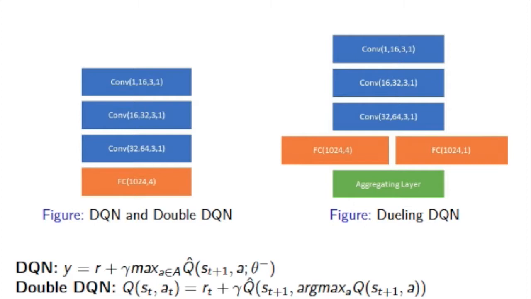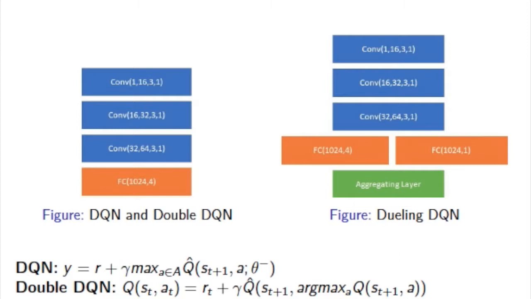Here, Y and Q of S of T and A of T are the same thing. And then in case of DQN, we are taking the maximum over the actions that maximize the targeted Q value. And in case of the double DQN, we first take the action that is maximizing the training Q value, and then we take the target Q value of the state if we were to make that action that maximizes the training Q value.